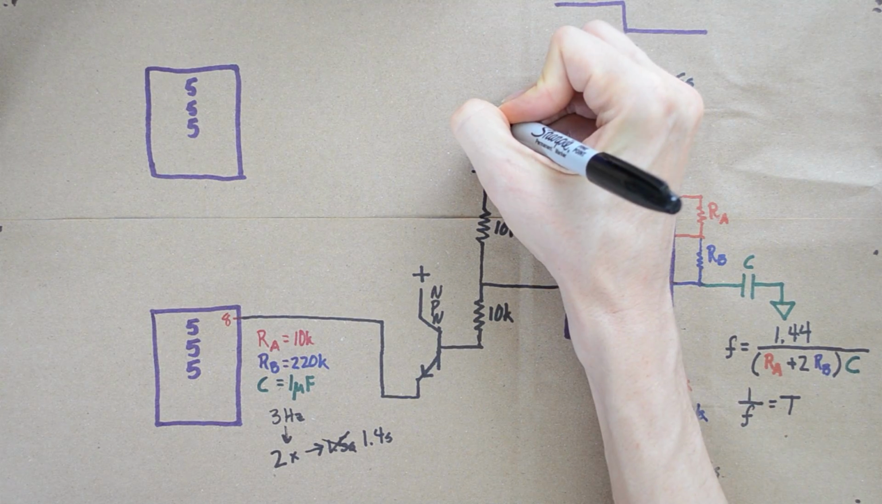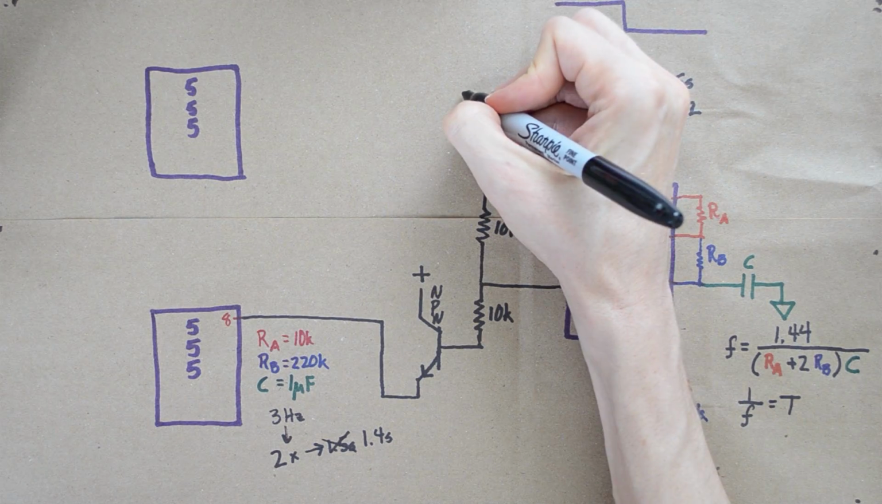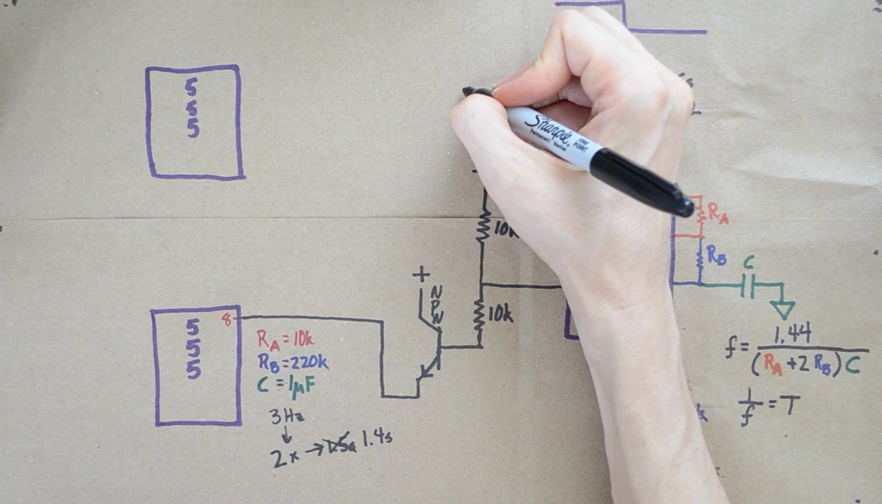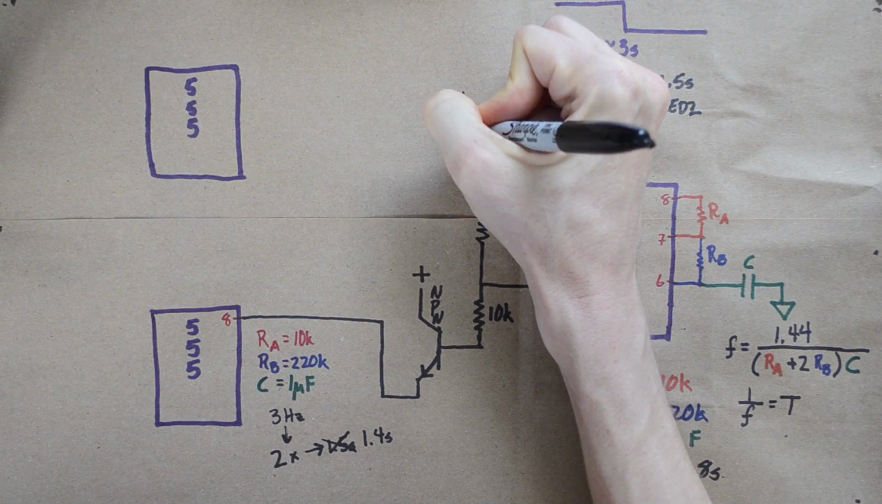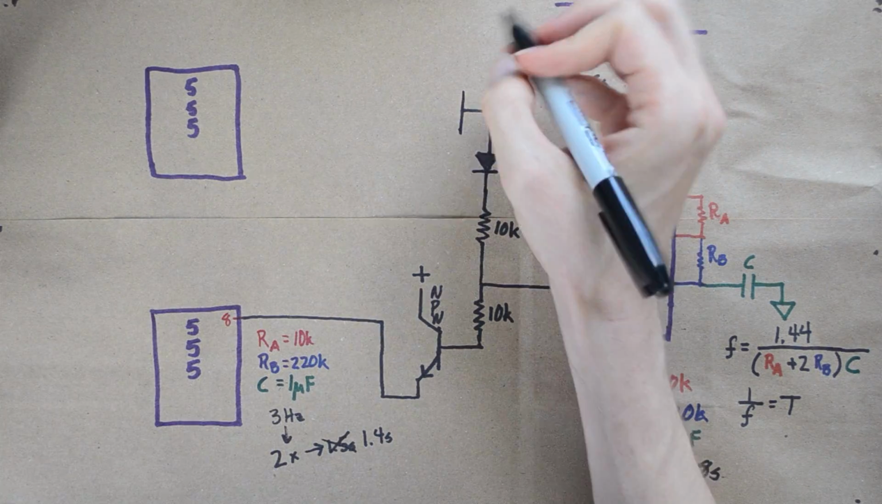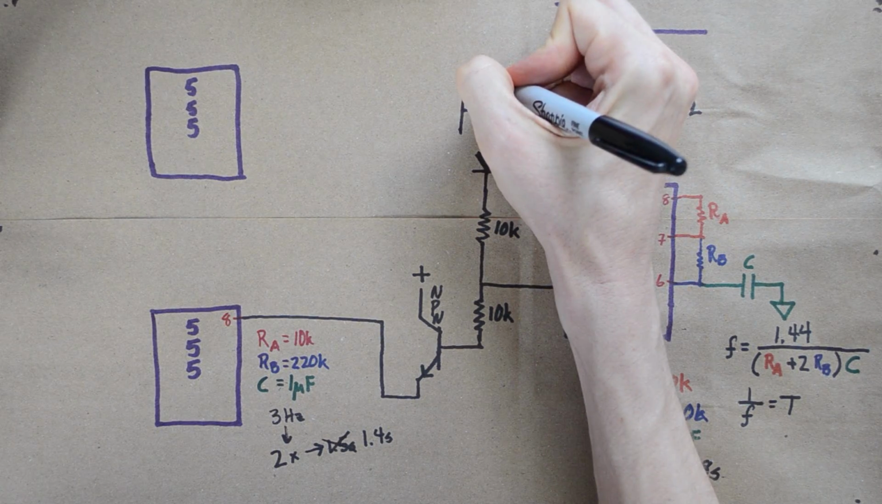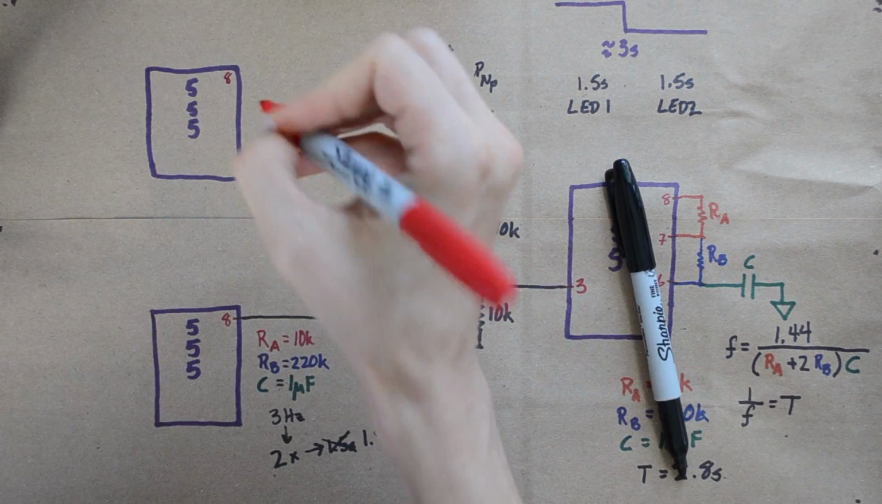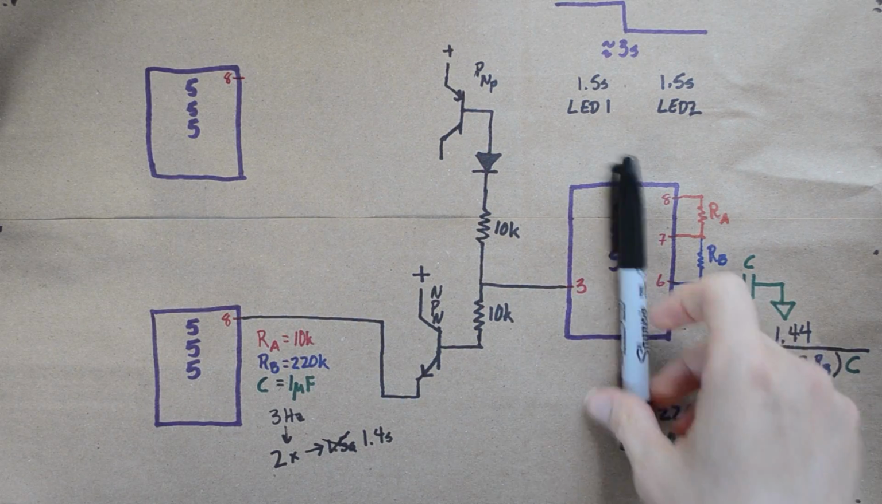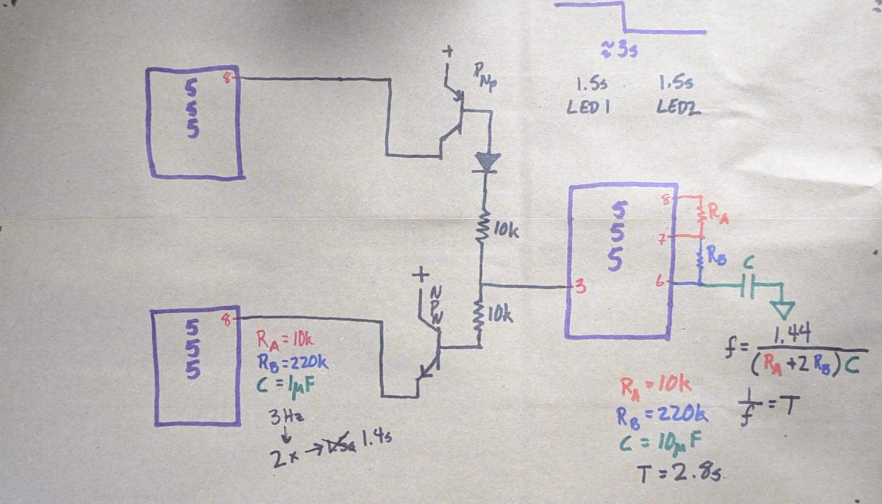Next, we're going to connect this up to another transistor, but it's not going to be the same type of transistor that we've already used. In this case, we're going to use a PNP type transistor, and we're going to connect this up to pin 8 on this 555 timer. So let's look at how this is going to work.